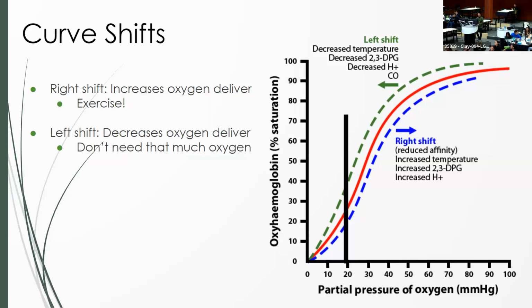And what causes a right shift? Think exercise, right? When you're exercising, your body temperature will increase. You will have higher 2,3-DPG because 2,3-DPG is a byproduct of glycolysis. So when you're using a lot of glucose, you'll be increasing your byproduct, right? You'll produce lactic acid, your body will be more acidic, so there'll be an increase of hydrogen. So all these things are a result of exercising, so it will shift to the right so you can get more efficient at delivering the oxygen. And the left shift is just basically everything else.